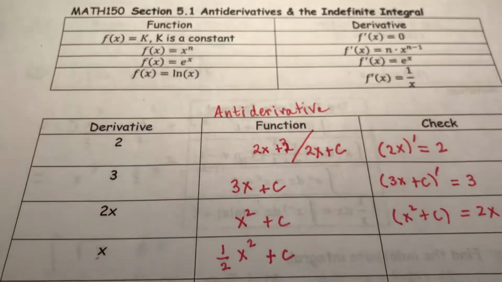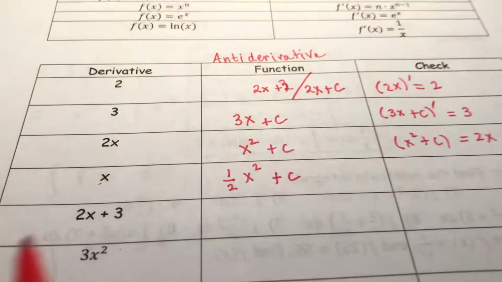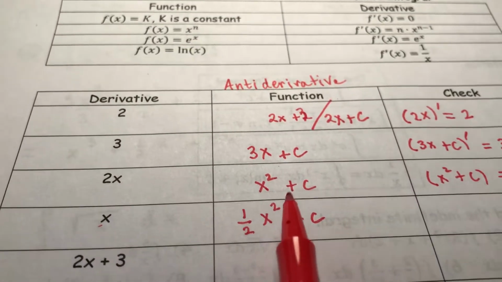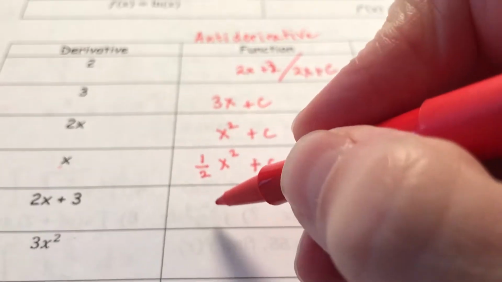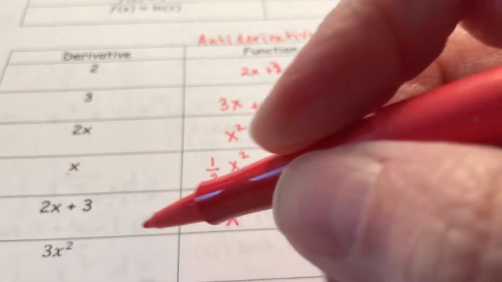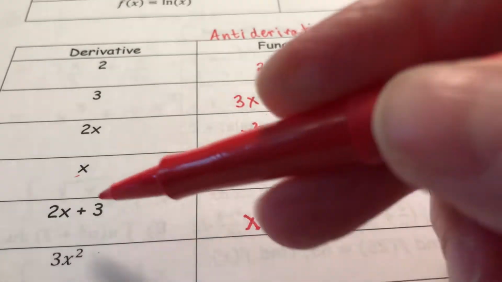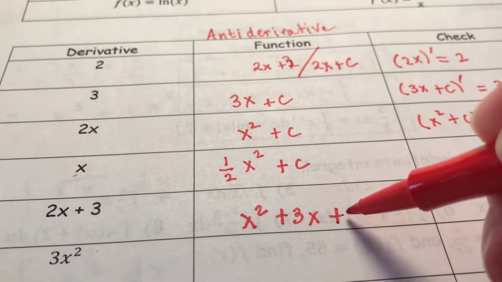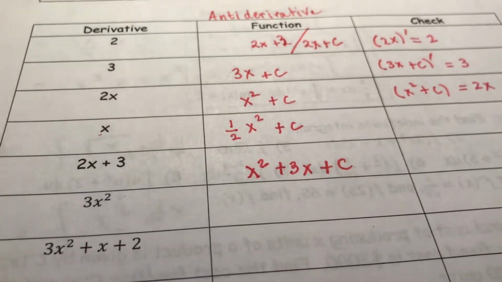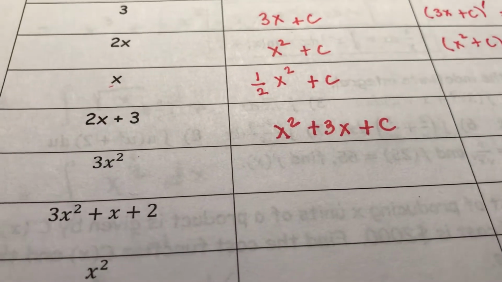Might as well use the right word. And the antiderivative of 2x plus 3, I could just reach up here and say, well, x squared, the derivative of that is 2x, plus the derivative of 3x, and then I have to always just put a plus c on there. All right, and you can always check by taking the derivative.